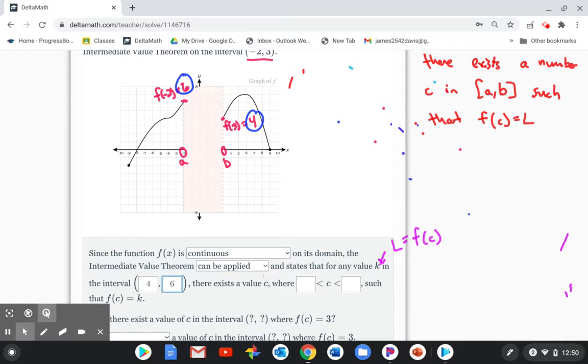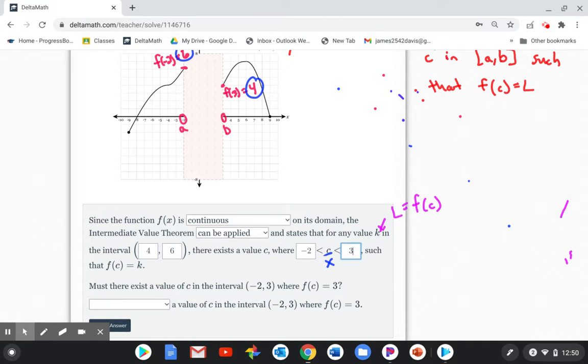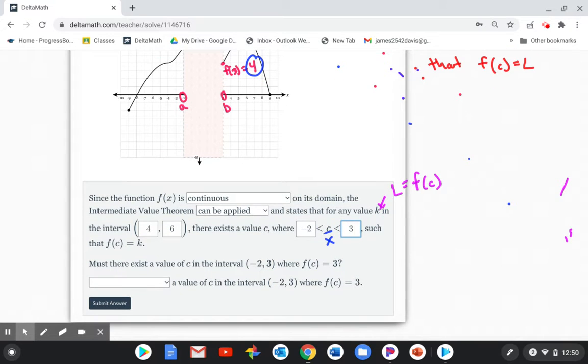So then there exists a value c. Now the c is talking about x values, right? This is an x value. So we want to put the interval for our x's. That was -2 to 3. Such that f of c equals k. So it's saying that between the interval -2 to 3, there's some y value between 4 and 6. There must be a value of c in the interval -2 to 3 where f of c equals 3. It's asking you that question.